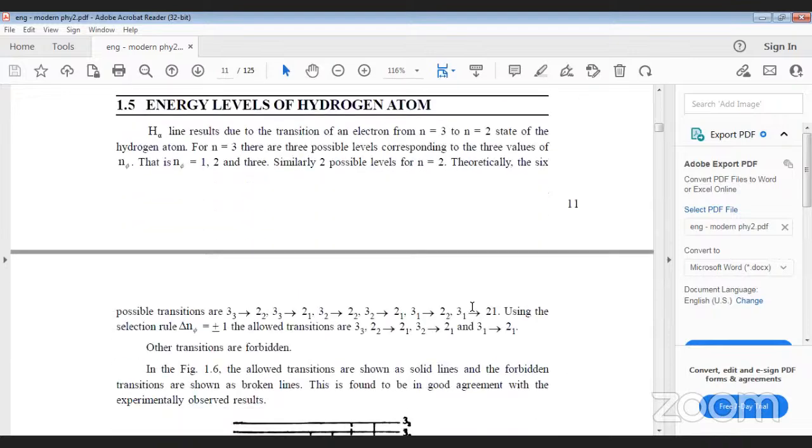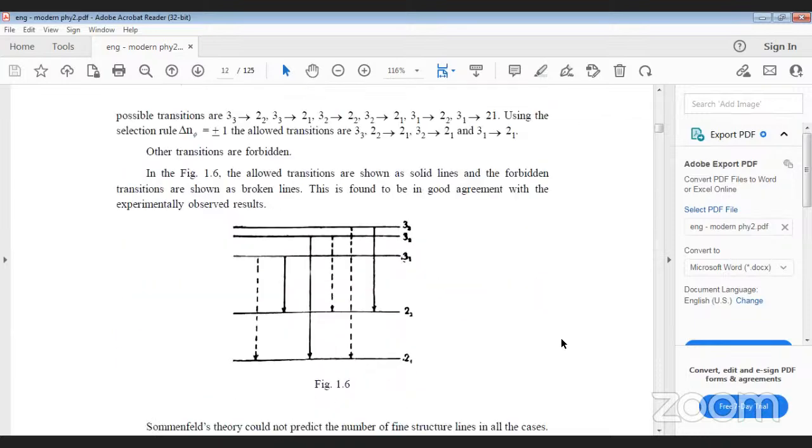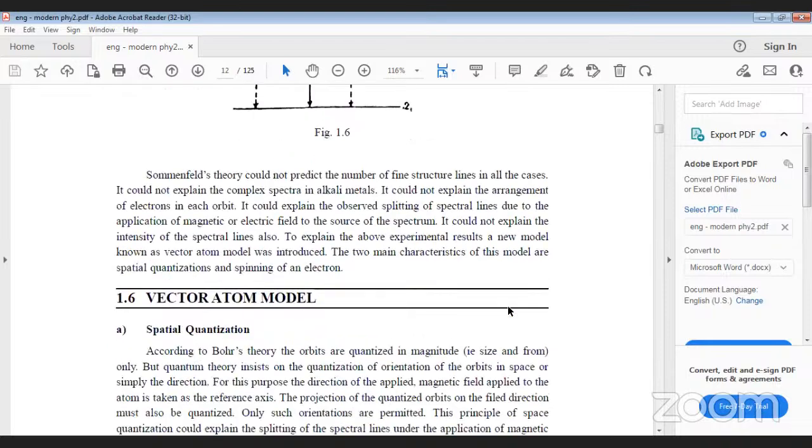Now the energy levels of the hydrogen atom: you can see how the transition takes place from a higher energy level to a lower energy level when emission occurs. There are different series: Lyman, Balmer, Paschen, Brackett and Pfund. Based on that, you can easily work out which series is in the visible region, which is in the ultraviolet, and which is in the IR region.